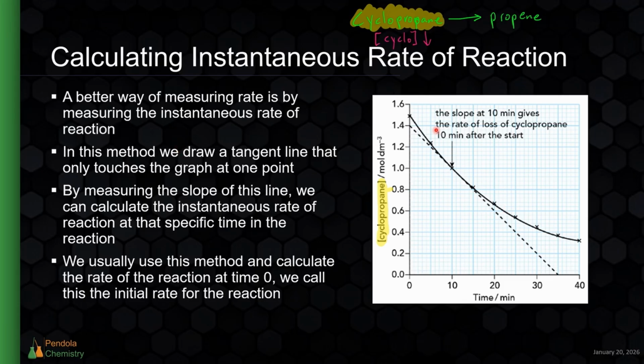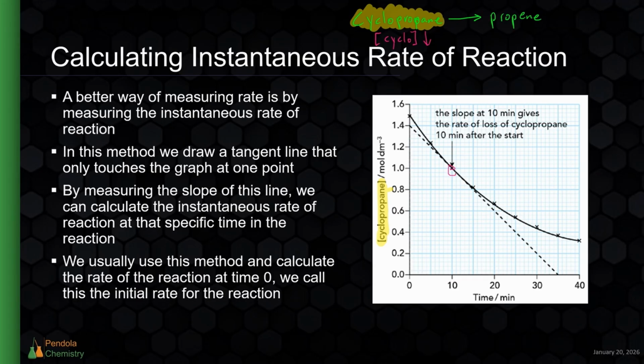When we're looking at a concentration versus time graph, and we want to find the instantaneous rate, what we're going to do is choose a single point. So let's say I wanted to look at the instantaneous rate at exactly 10 minutes. I'm going to use one single point to do this. So I'm going to use that 10-minute point right here.